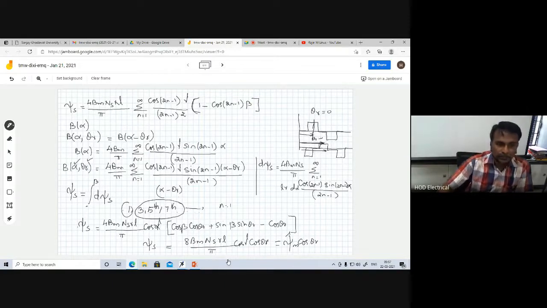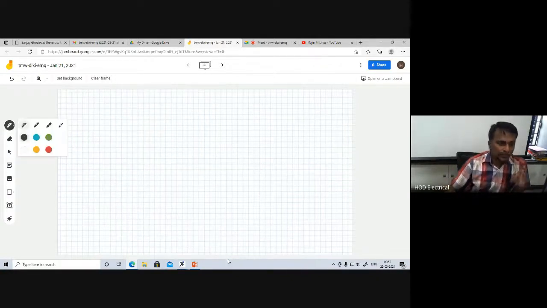So let me conclude with today's derivation. First we analyzed the symmetry: half wave symmetry, and that it is an odd function. From the odd function half wave symmetry, we come to know that it is symmetric about pi by 2. Accordingly we derived the magnetic flux density. Then we analyzed the small angle d alpha and its magnetic flux density.